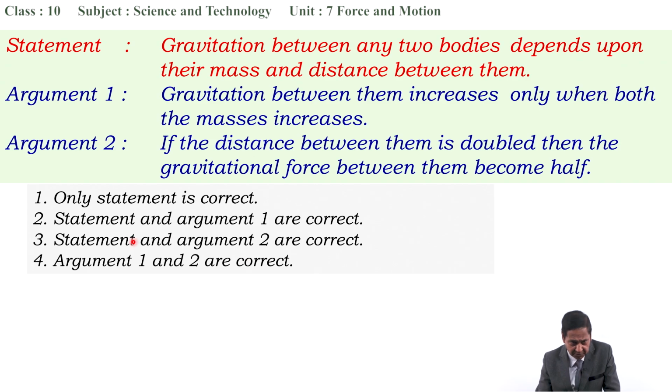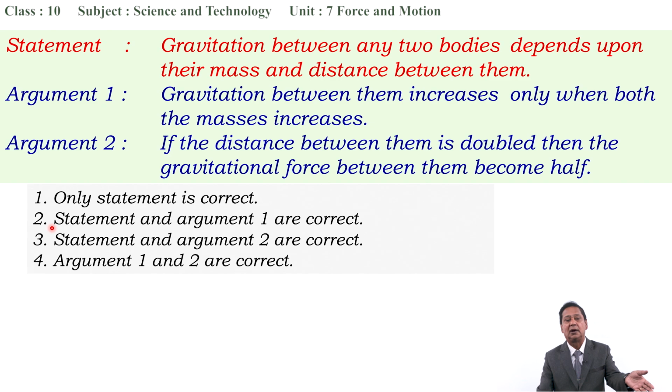Okay, let's start with the first option. Only the statement is correct. Gravitation between any two bodies depends upon their mass and distance between them. Yes, this is a correct statement. Gravitational force depends upon two factors: one is mass, another is distance. This is a correct statement, but here it is written that only the statement is correct. Maybe argument 1 is also correct, or maybe argument 2 is also correct. That's why we cannot say that only the statement is correct. This option is now suspended. May be correct, may not be correct. Later we'll discuss this.